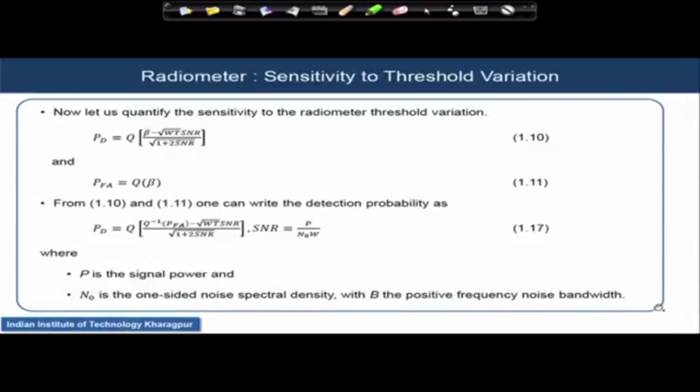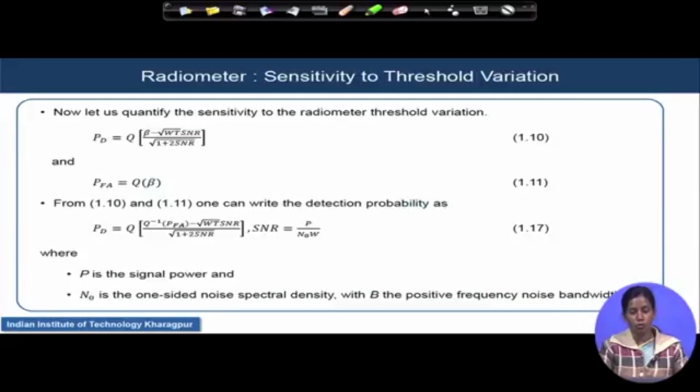So, the radiometer has this typical sensitivity issue to the threshold variation. Performance is very much sensitive to the threshold variation. In the next few slides, we will try to quantify the amount of sensitivity of the radiometer to threshold variation.